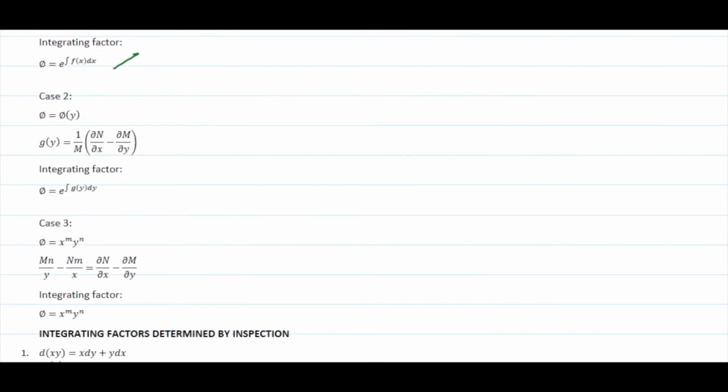Case number 2, the integrating factor is a function of y alone. If the integrating factor is a function of y alone, we use g of y is equal to 1 over M times the quantity partial of N with respect to x minus partial of M with respect to y. So the integrating factor is equal to e raised to the integral of g of y dy.